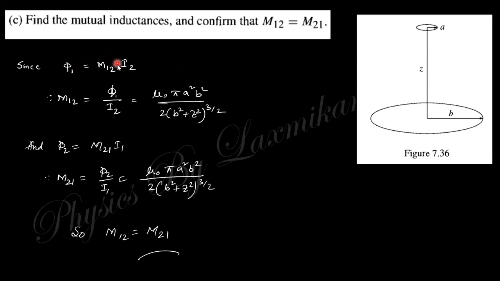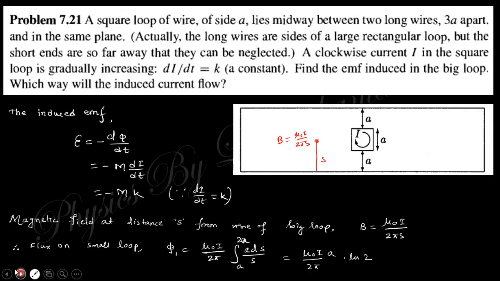You know flux is nothing but mutual inductance times current. So we already found the flux. Dividing by current, you will get the mutual inductance M12 equal to this, and M21 equal to this. Since the flux is equal and the current is equal, these two are equal. Very simple. Next one.